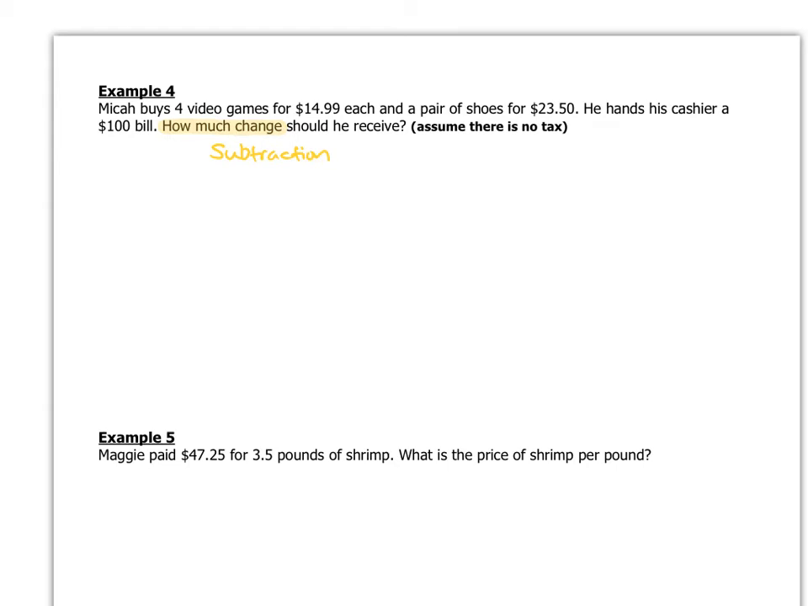To figure out the amount of change, we're going to take the $100 that Micah handed the cashier, and we're going to subtract his total bill. How much did he actually get charged? Well, to find his total bill, we need to look back and see what did he actually buy. Micah bought 2 different types of items. He bought video games, and each video game cost $14.99 each. Because he bought 4 of those, that's a multiplication problem. We need to take 4 times 14.99 to figure out how much the video games cost.